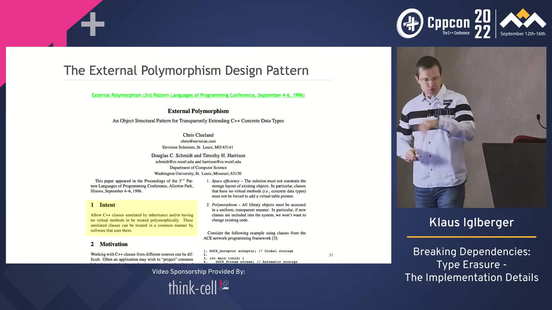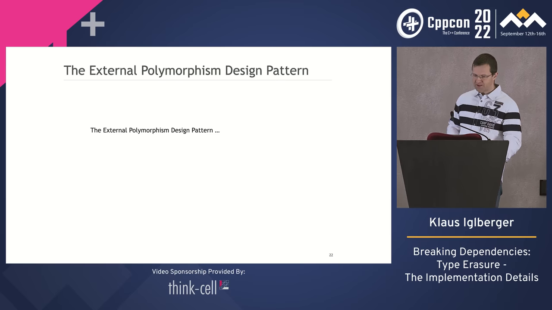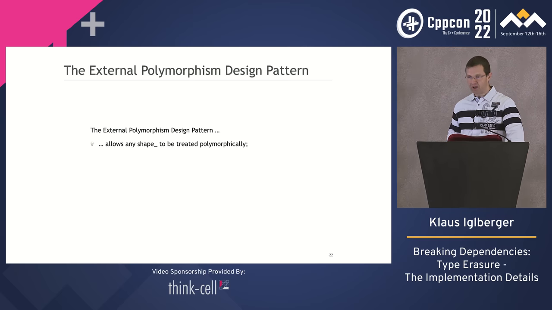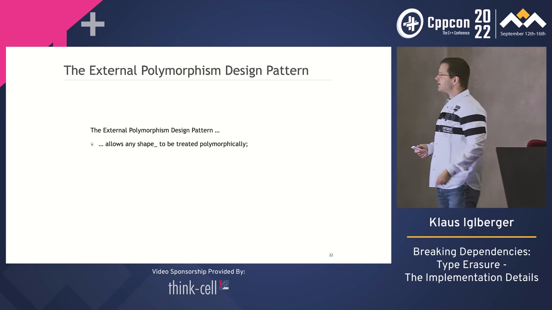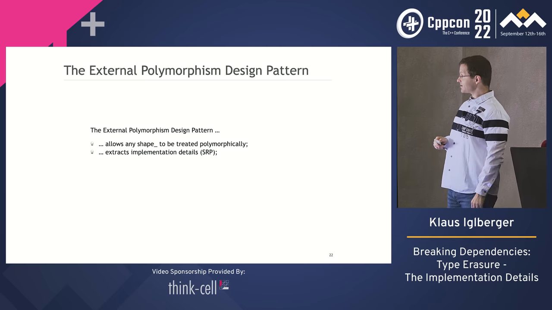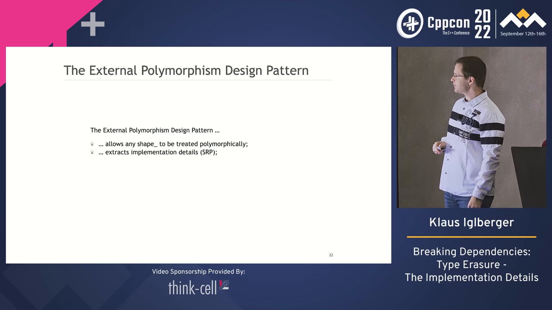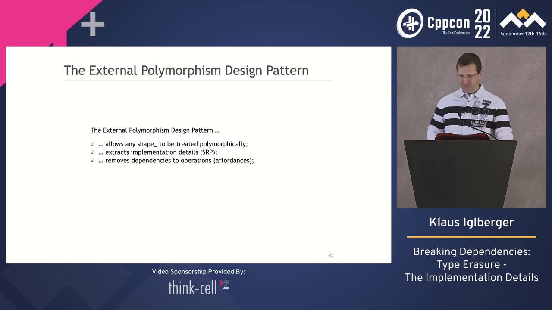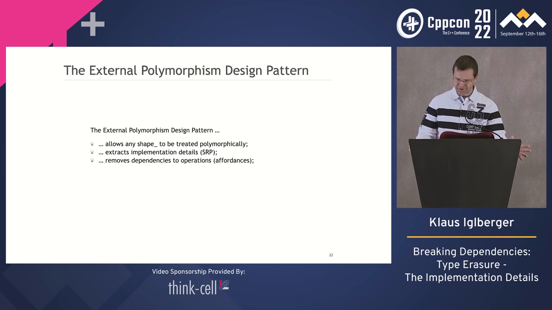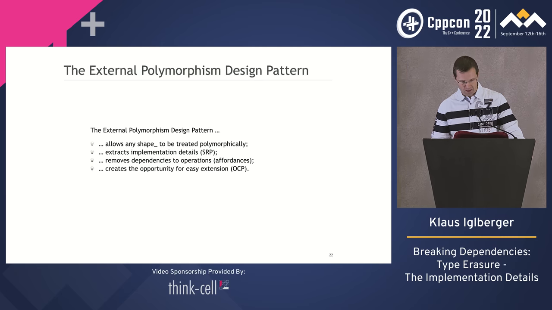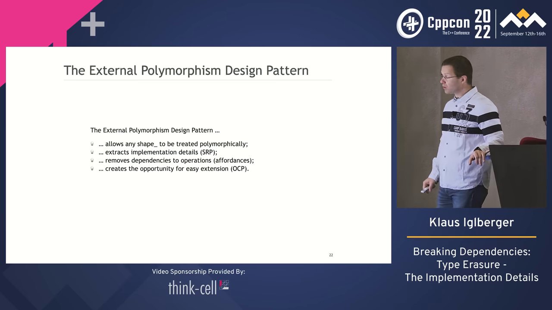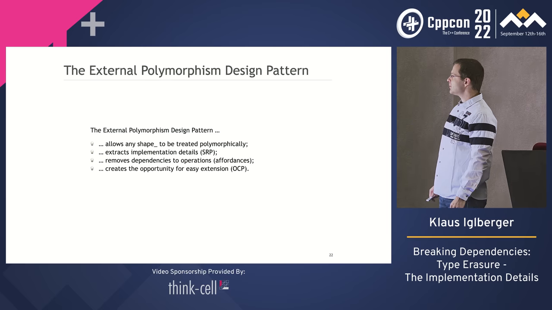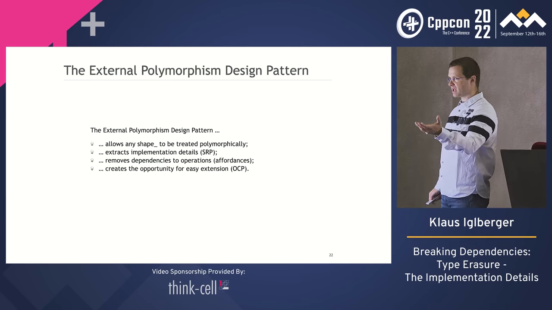Okay, without going into too much detail, the external polymorphism design pattern allows any shape to be treated polymorphically. So circle, square, although there's no virtual function on them, we have added this externally. And it very, very effectively extracts implementation details. This is essentially what the single responsibility principle tells us to do. And it removes all the dependencies to operations. Circles do not know about drawing. They shouldn't. They should be simple. And this also creates an enormous opportunity for extension, both on the side of operations, but also on the side of adding new types of shapes.